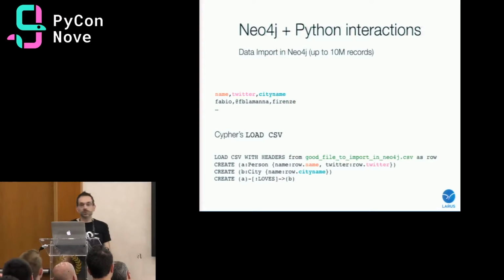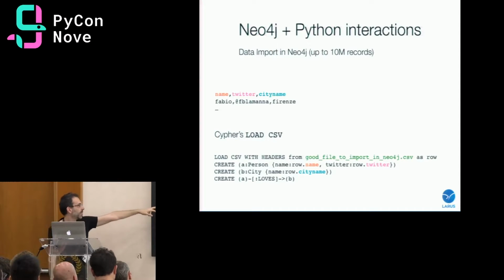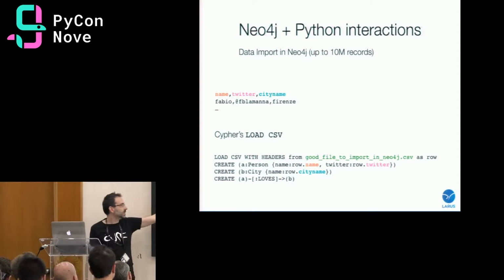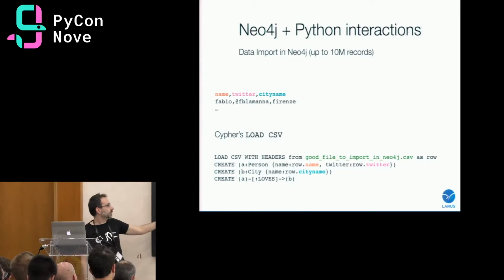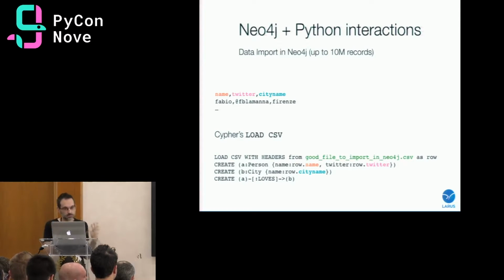This is the Cypher code that allows me to import the information. You see that it's pretty easy. Just read the file, just create the first node with the properties that I'm going to read from the headers of my CSV file. Create the second node in the same way, and directly on the fly create also the connection between the two entities. So it's pretty easy.